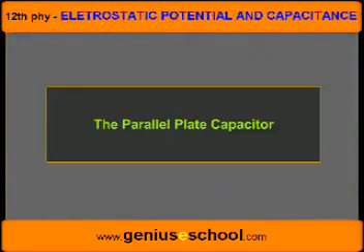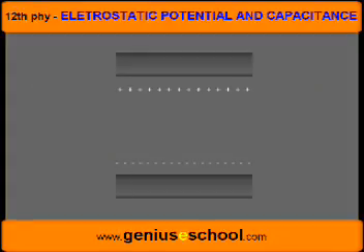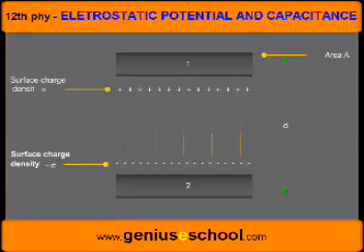A parallel plate capacitor consists of two large plane parallel conducting plates separated by a small distance. Let A be the area of each plate and d is the separation between them. The two plates have charges Q and minus Q. Sigma and minus sigma is the surface charge density of plates 1 and 2 respectively.